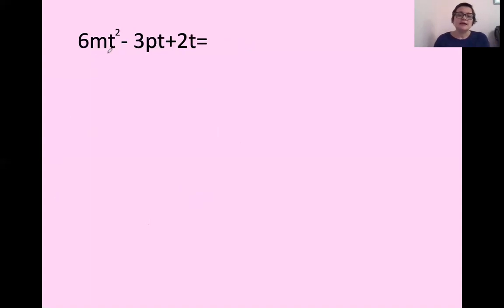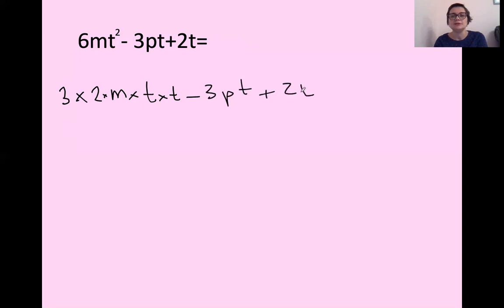Next one, 6mt to the power of 2 minus 3pt plus 2t. Again, I have a 3 and a 2 and a 6 here, so I'm going to express 6 as a multiplication of 3 and 2. So 3 times 2 times m times t. Now I'm going to express the t to the power of 2 as t times t, because I can see a t and a t there, minus 3pt, leave it as it is, and plus 2t equals. And then look for common factors.